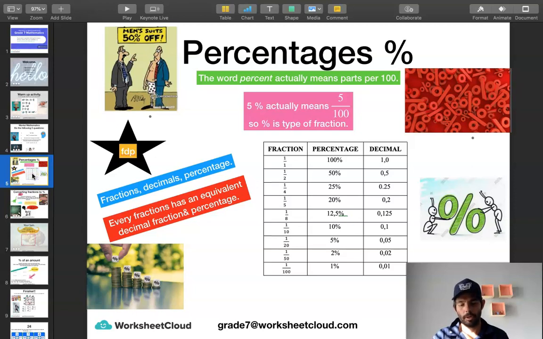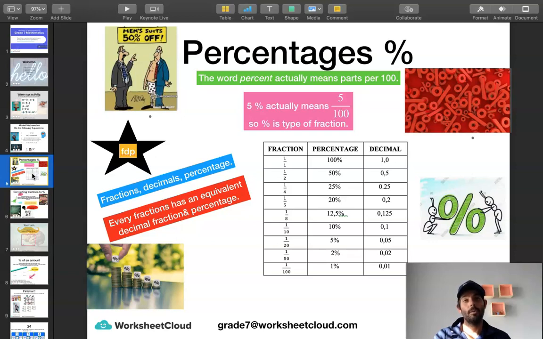Right, today we're going to have a look at percentages. So first off, the word percent actually means parts per 100. So percentage is always out of 100. Yes, you can get 150%, 200%, but it's still out of 100. So 5% actually means 5 out of 100.